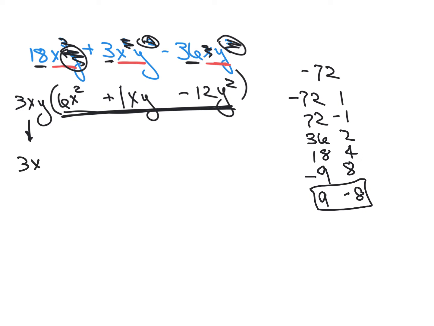So I'm just going to write my 3xy, 6x squared plus, oh, nope. If you remember right, I said if you have a negative and a positive, always put the negative first.